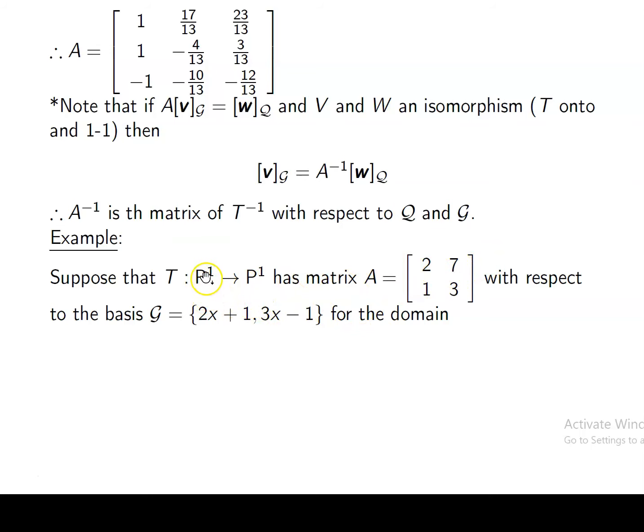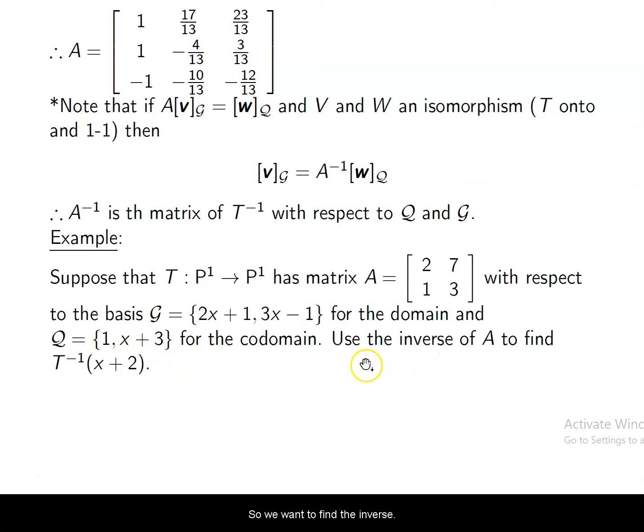So this first P1 is given by the basis G, which is 2x plus 1, 3x minus 1 for our domain. Our codomain is given by Q. It's 1 and x plus 3. Okay, so we want to find the inverse of A to find this inverse transformation. So we want to take something that's in Q representation already in W and say, what did we have in here that sent us to this place?